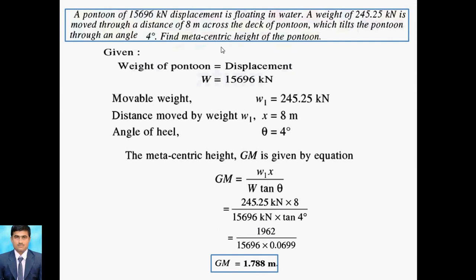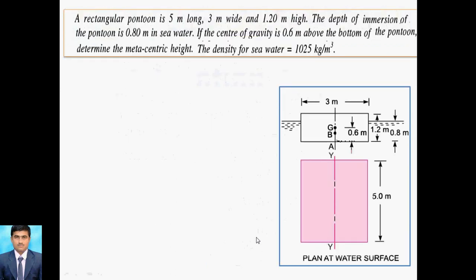Here we have taken the experimental approach, because we already discussed that the two weights, as well as the angle and the shifted distance, are given to you. So that is why we go for the experimental way. Now we go for the next problem.